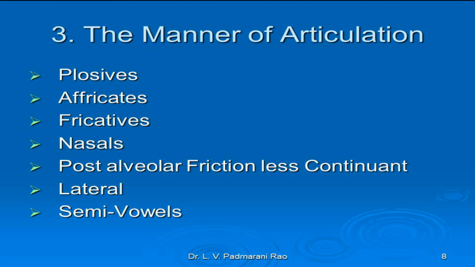The next manner of articulation is nasals. In nasals, the active articulator makes a contact with the passive articulator to form a complete closure of the oral passage, as in plosives and affricates.